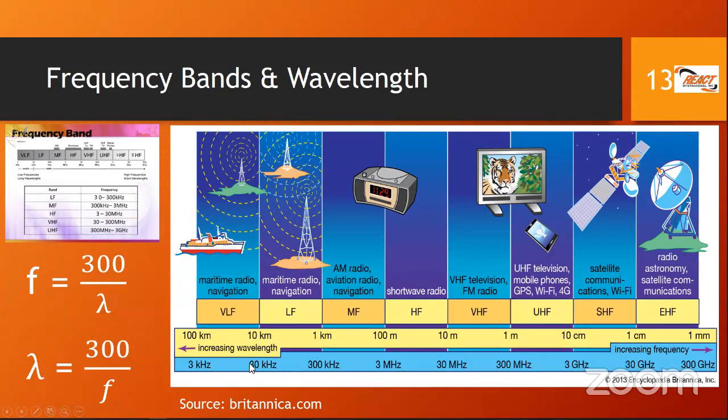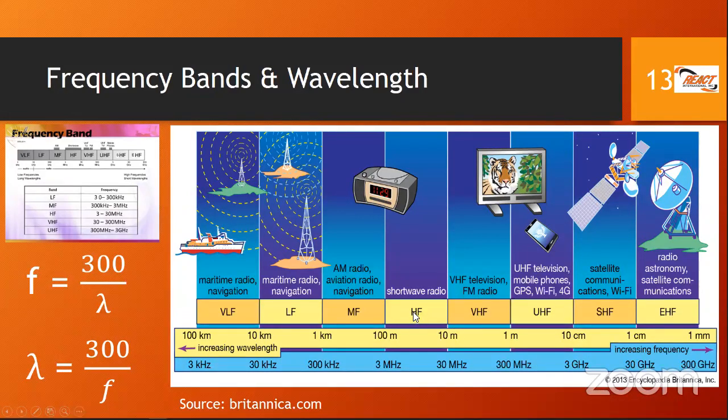So notice the magic number 3. This is how they determine the various bands: what is HF, what is VHF, what is UHF. As we said before, HF is between 3 megahertz and 30 megahertz. VHF is between 30 megahertz and 300 megahertz. And UHF is between 300 megahertz and 3000 megahertz, or 3 gigahertz.